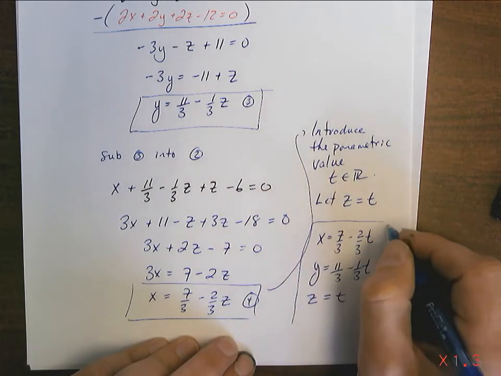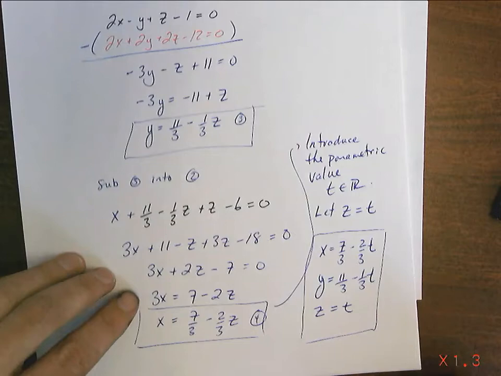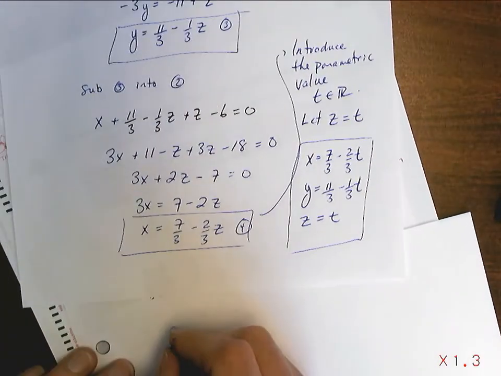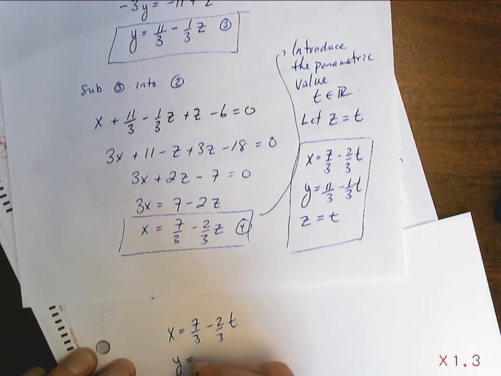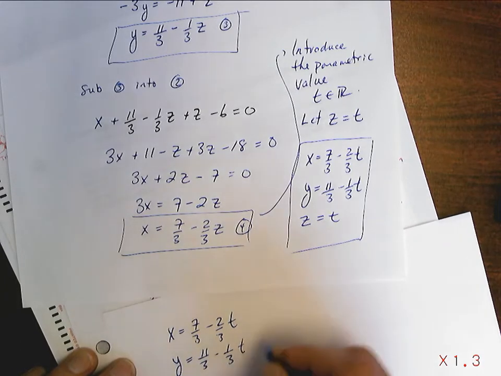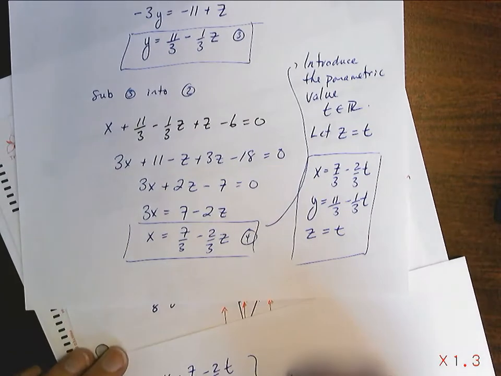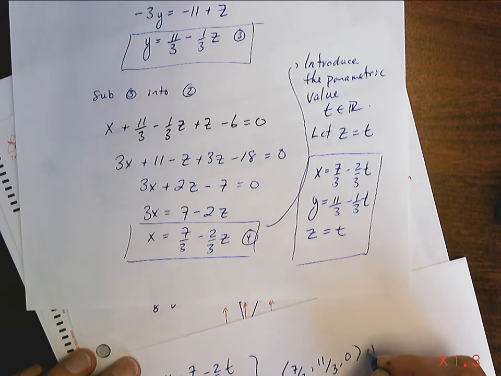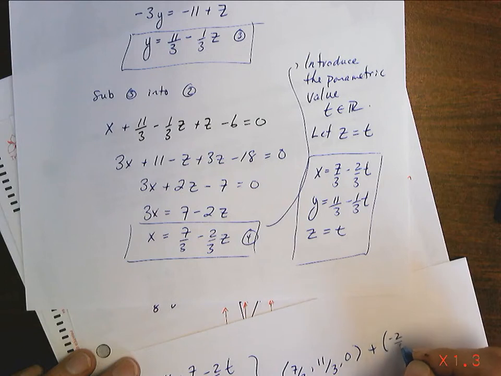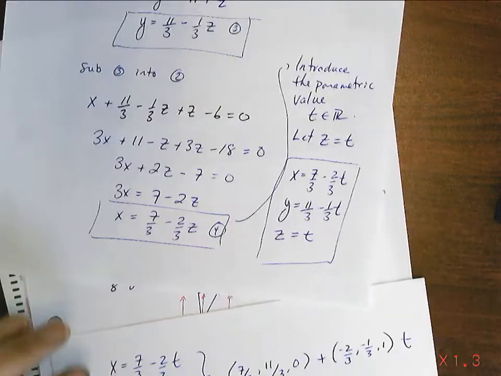These are your parametrics, and we're going to take a look at them a little bit closer. All right, so looking at these parametrics, these are my answers. X equals 7 over 3 minus 2 over 3t. Y equals 11 over 3 minus 1 over 3t. Z equals t. As parametrics, we can change this to a vector equation. The point will be (7/3, 11/3, 0) plus t(-2/3, -1/3, 1).